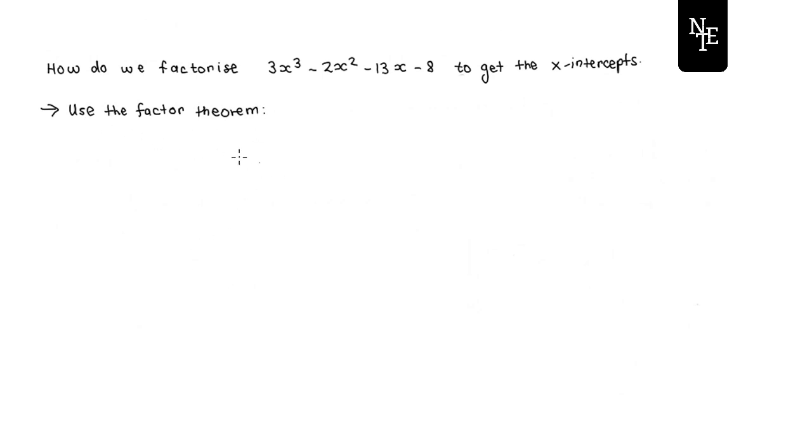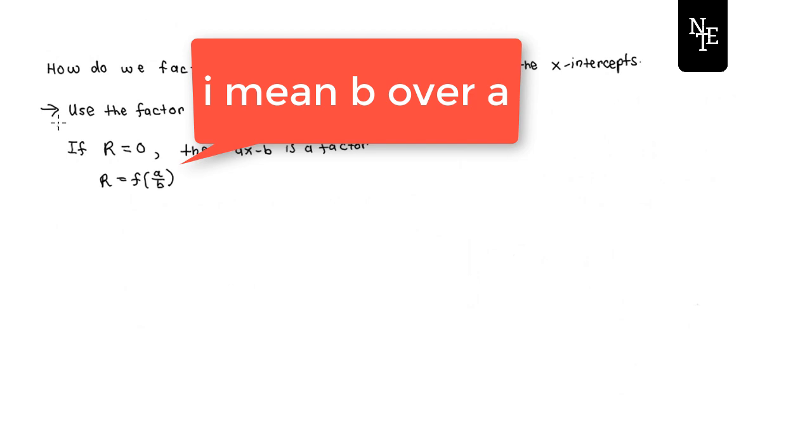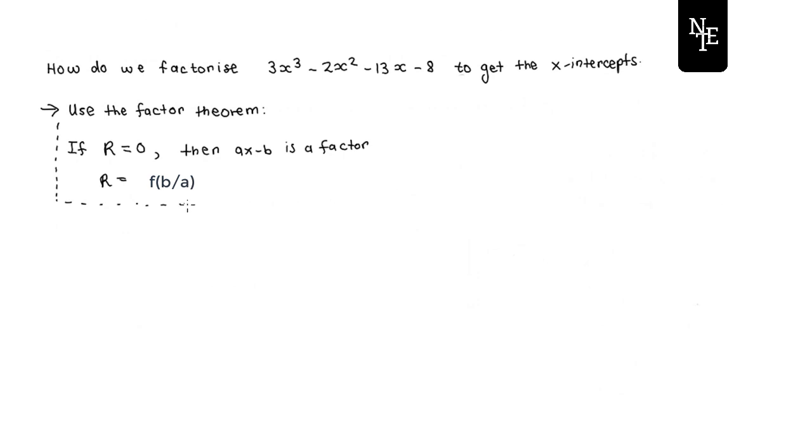Okay, and remember that the factor theorem is the one that said that if the remainder is equal to 0, then ax minus b, the polynomial that you divided by, is a factor, where this remainder was given by f of a over b. And you can see how the way it's written in the textbook, it's quite hard to imagine what you're doing.